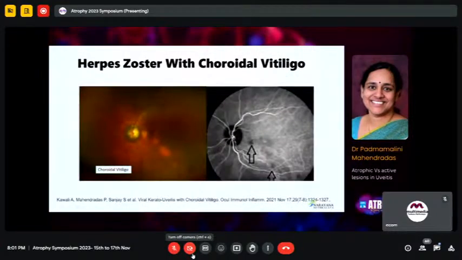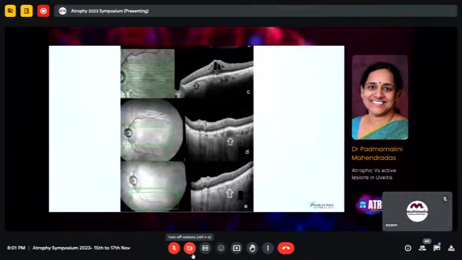We also described choroidal vitiligo, that is hypopigmented choroidal lesions following herpes zoster. ICG shows hypofluorescent lesions. OCT shows cystoid macular edema with choroidal granulomas. Following treatment with antiviral and steroids, we could see the resolution of the granuloma in this patient.